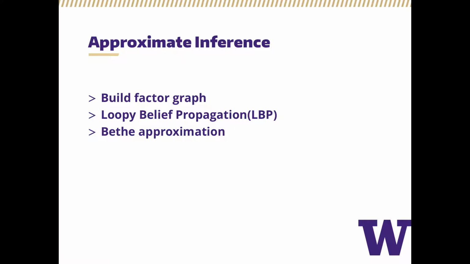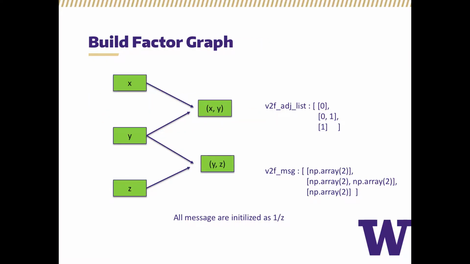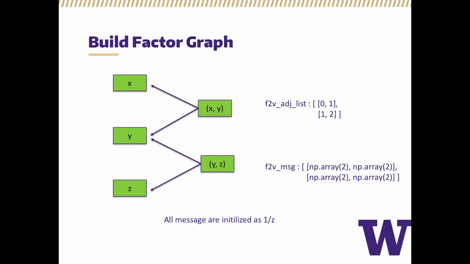I choose loopy belief propagation to do approximate inference. First, I create an adjacency list to record the linking relation to the factors, and the message list is used to store the messages. I create a similar structure for both directions.